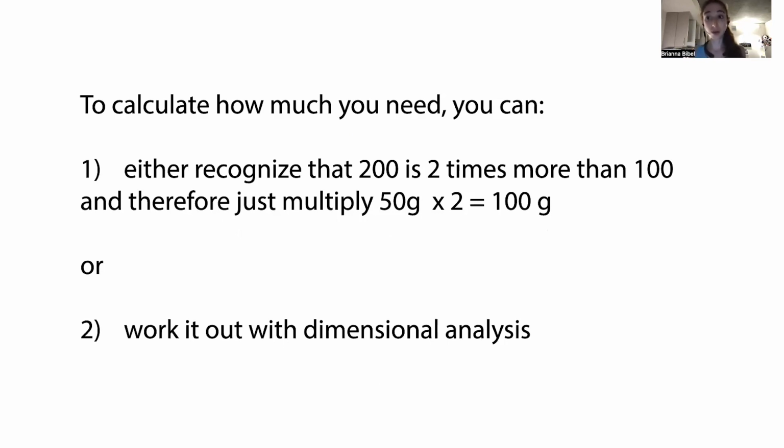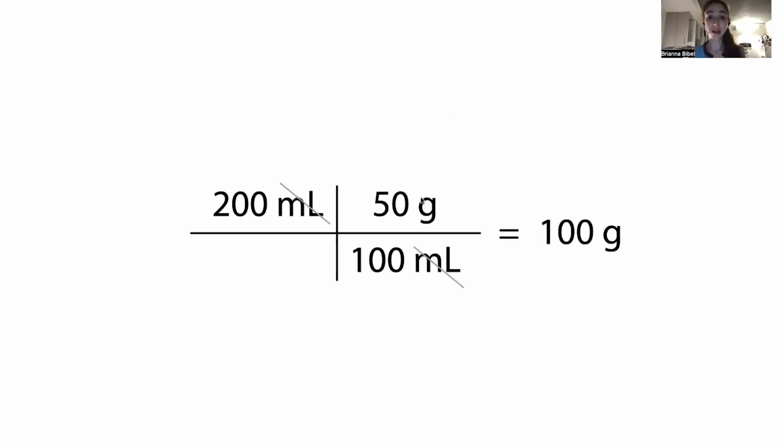But we want 200 mils. So there are a couple ways we can figure out how much we need. One is we can just recognize that 200 is twice as much as 100, and therefore we can just multiply 50 grams by 2 to get 100 grams, and this is going to tell us that we need 100 grams. Alternatively, we could work it out more formally with dimensional analysis, lining up the units and the conversion factors so that our units cancel out to give us the quantity that we want.